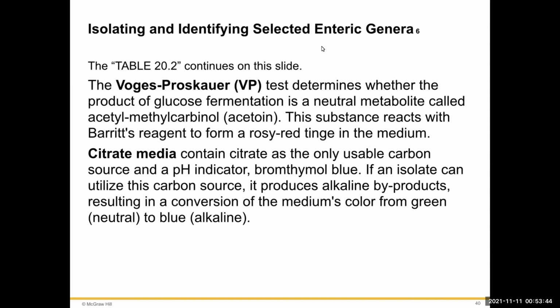The Voges-Proskauer VP test determines whether the product of glucose fermentation is a neutral metabolite called acetyl methylcarbinol, acetoin. The subject reacts with Barritt's reagent to form a rosy red tinge in the media.